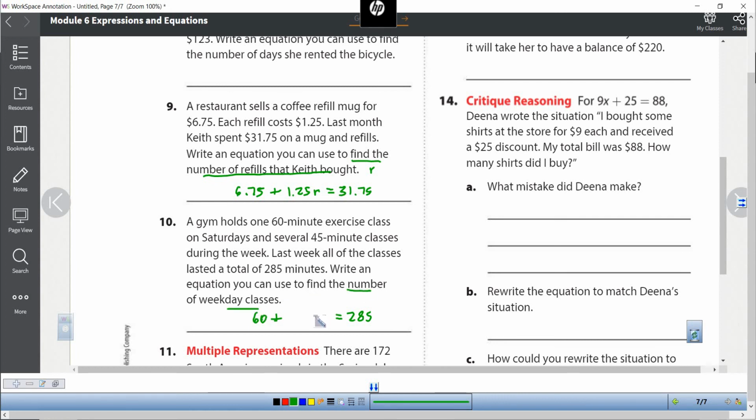All right, so I'm going to call that W, the number of weekday classes. And those classes are, I'm sorry, 45 minutes each. All right, so here's our one-time Saturday class. Here's our recurring several times during the week, 45 minutes each, times the variable, because we don't know how many times, and there's our total. And again, to solve this, we would subtract 60 and then divide by 45.